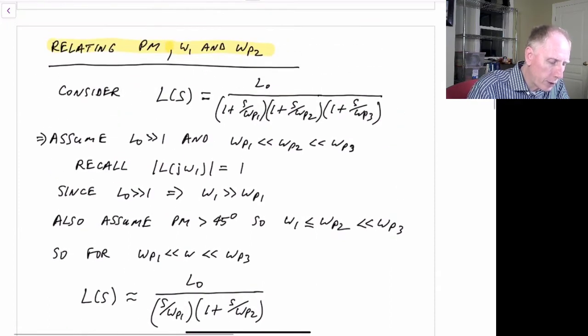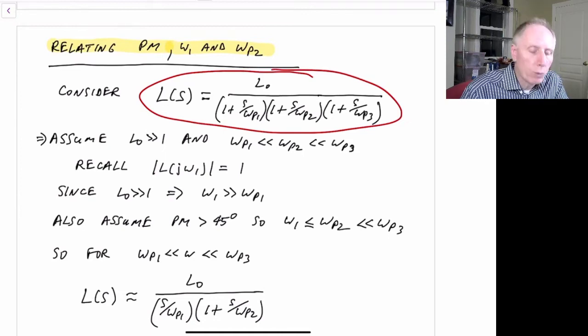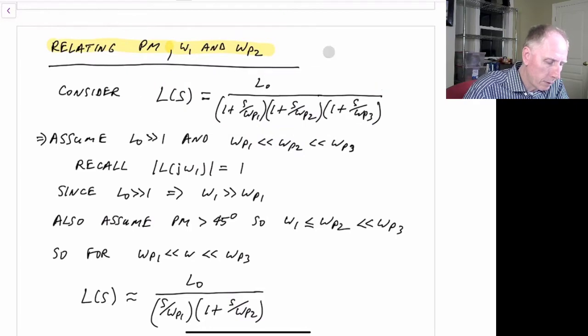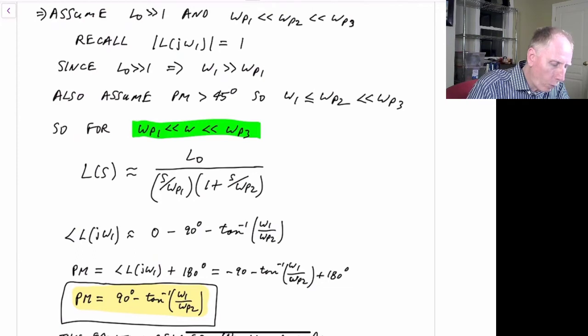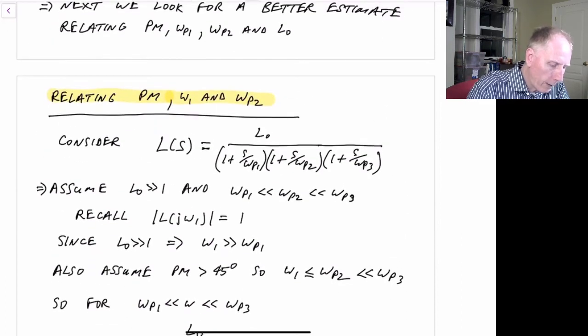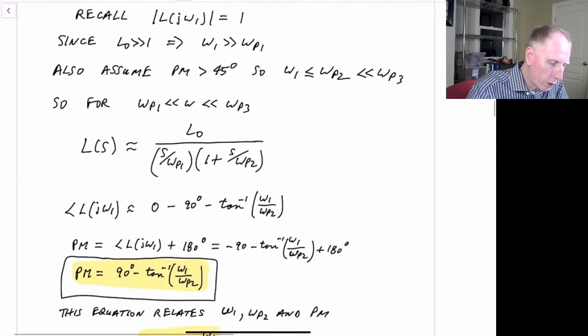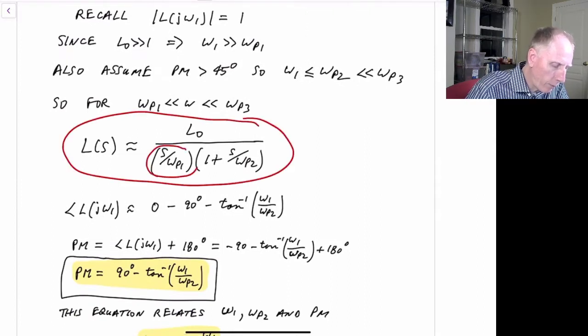So we really need to take this equation here, the top, and modify it for the region when omega is much less than omega p3 and much greater than omega p1. So we modify it for the frequencies of interest that we care about, because that's where omega 1 is going to occur and where our phase margin will occur. If omega is much greater than omega p1, we can ignore this one term here. And if omega is much less than omega p3, we can ignore this term here. So then we can replace this loop gain with an approximate formula, shown here, where we just have s over omega p1, 1 plus s over omega p2, and we can ignore the omega p3 part of it.